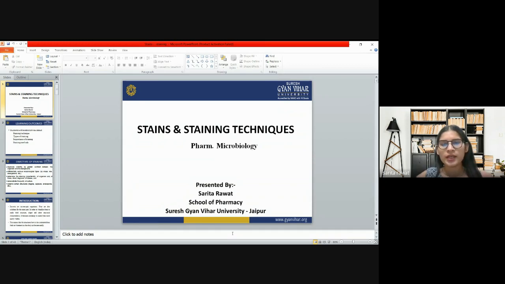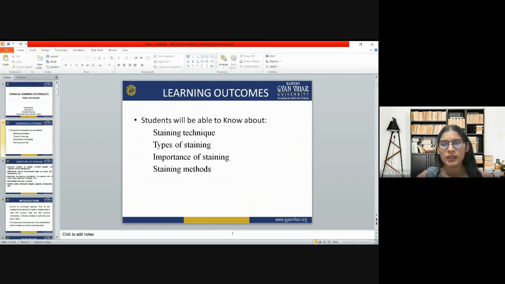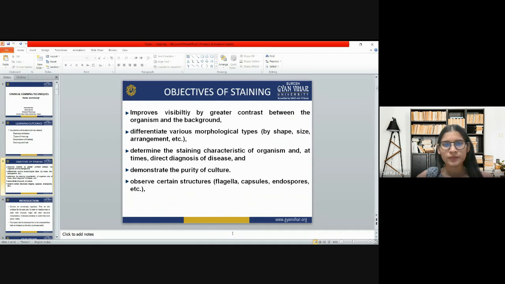Today we will start our next topic of pharmaceutical microbiology, stain and staining techniques. The learning outcomes of today's lecture are that you will be able to know about staining techniques, types of staining techniques, importance of staining techniques, and staining methods.